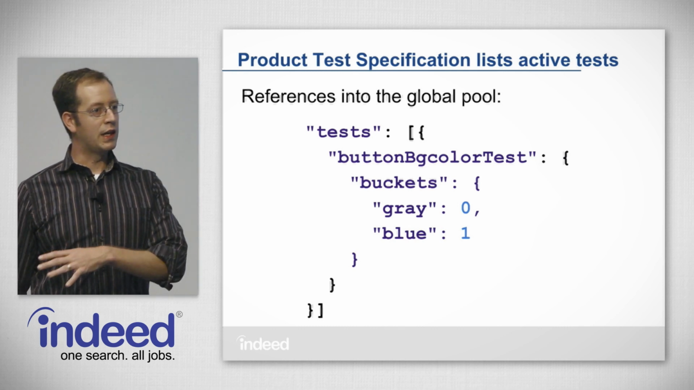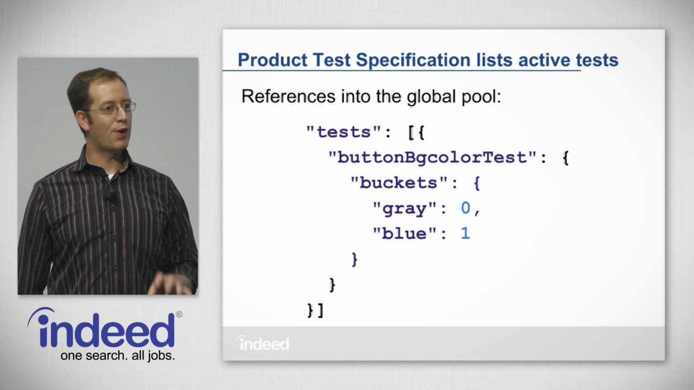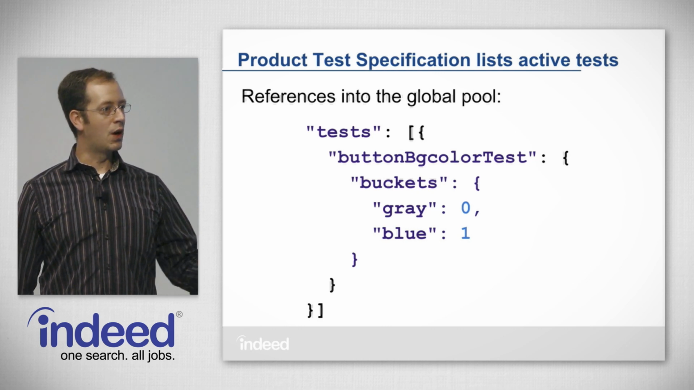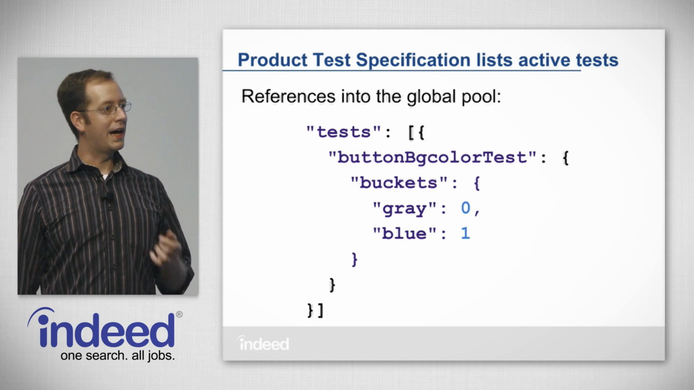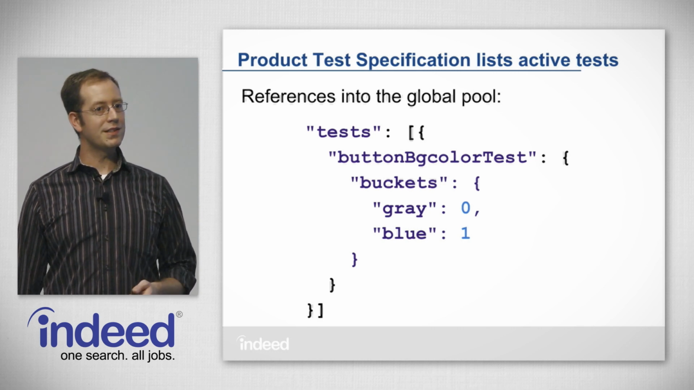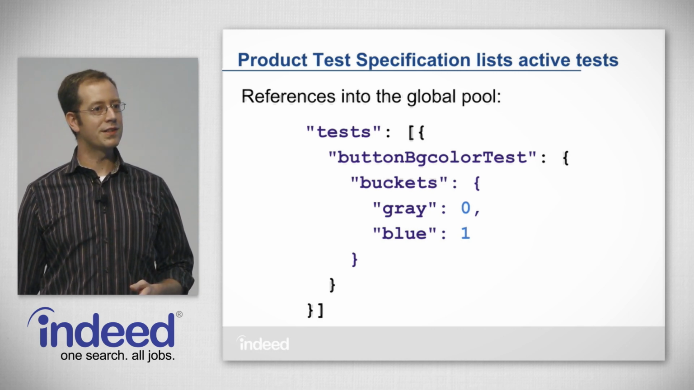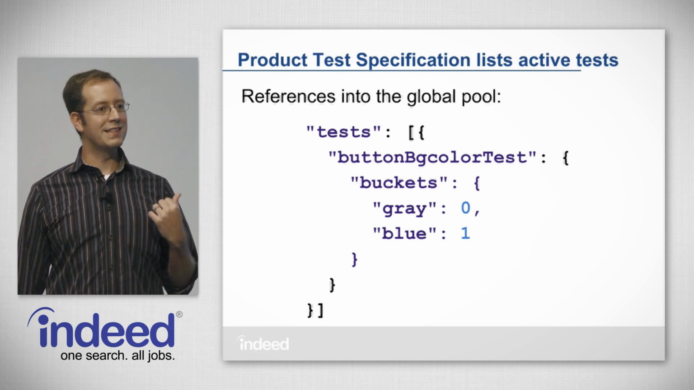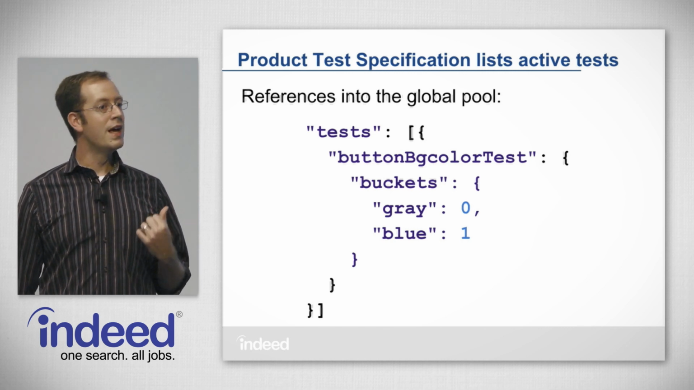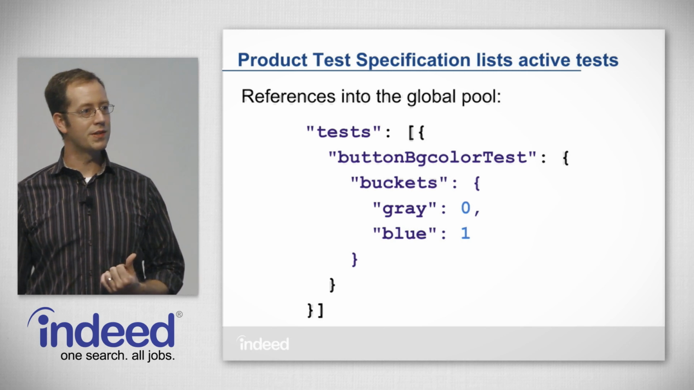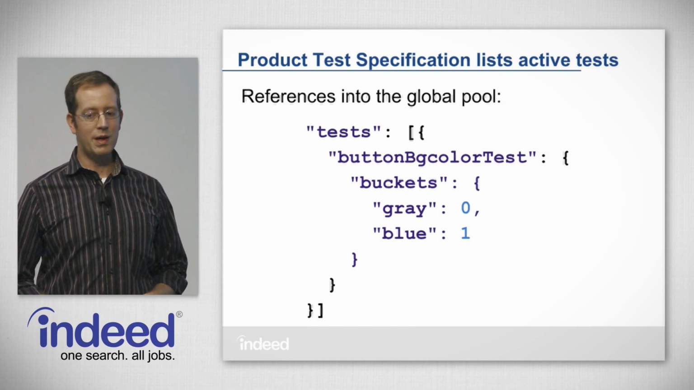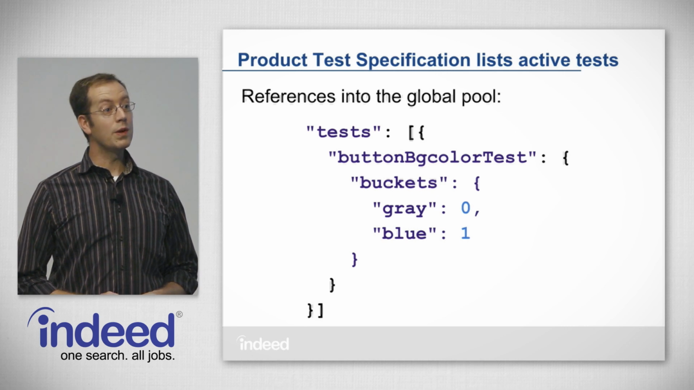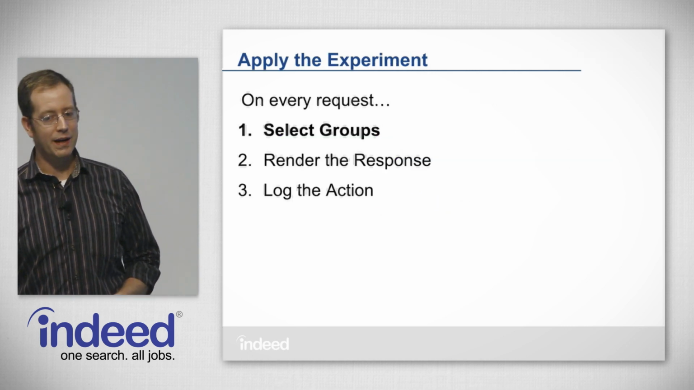Instead of living in the global pool, the test specification is product specific, and it lives along with your product. It contains a list of all the tests that apply to this product. Not every product cares about every test. This specification just contains a list of references into that global pool saying which ones this product uses. Inside that, you list out what the buckets are. Gray was 0, blue was 1. And that is all the information that Proctor needs to be able to apply it.